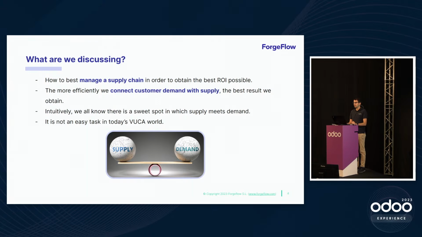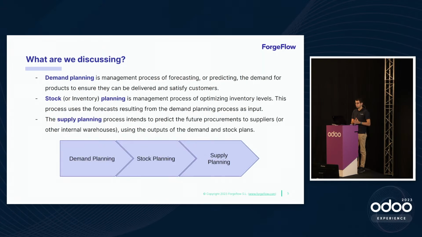As I said, the idea is to give some best practices to improve your supply chain and get a better return on your investment. We are focused on connecting the customer demand with the supply, which is something that intuitively we know can be done, but it's not an easy task at all. We will split this into three sequential processes. The first one will be demand planning. We'll discuss some key best practices about forecasting your demand.